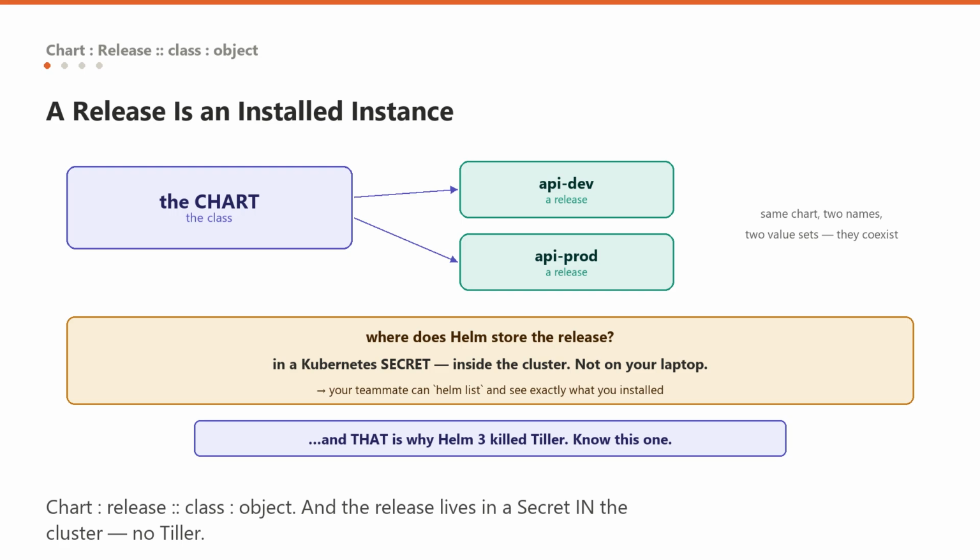Now the part that matters operationally. Where does Helm store the fact that a release exists, and what is in it? Not on your laptop. It stores it in the cluster, in a Kubernetes secret in the release's namespace. That has 3 real consequences. 1.